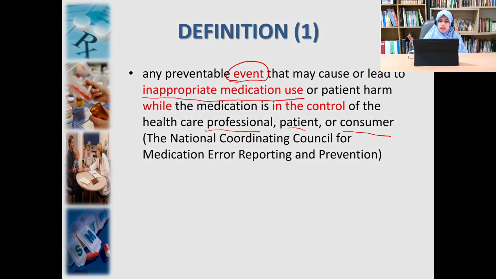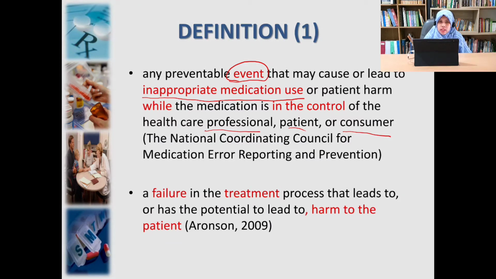Okay. The other definition is from Aronson in 2009. This is the failure in the treatment process that leads to or has the potential to lead to harm to the patient. So the error can cause harm to the patient. Indonesia also has a definition for medication error, and medication error can happen in every step of drug preparation, from the choice of drugs, then order through prescription, reading prescription, drug formulation, dispensing, and drug administration. We will see on the next slide the definition and the types of medication error.